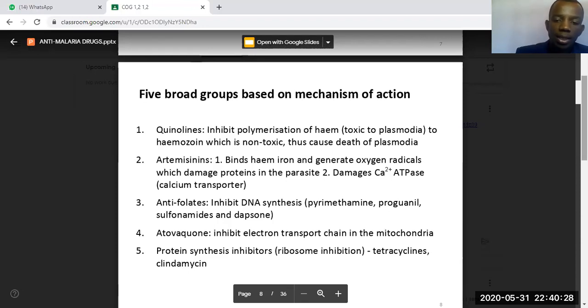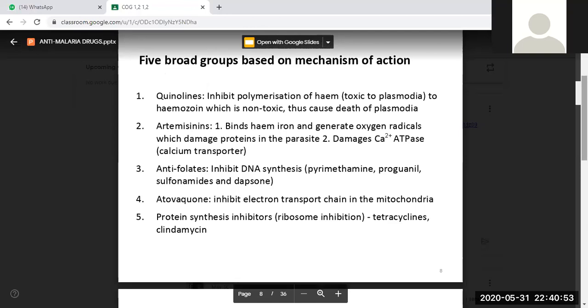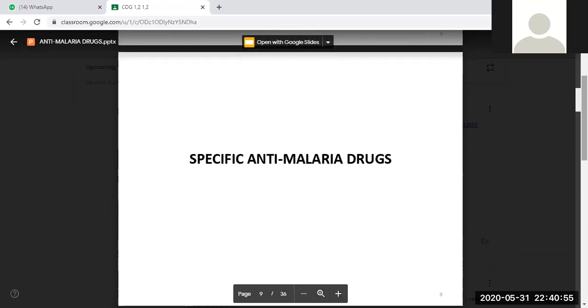Okay, so those are the 5 broad groups based on the mechanism of action. We have protein synthesis inhibitors, atovaquone, which inhibits the electron transport chain. Antifolates inhibit DNA synthesis. Artemisinins have 2 mechanisms of action. Okay, they bind to iron and generate oxygen radicals, as well as damaging the calcium ATPase pump. And then we have the quinolones, which are going to be inhibiting polymerization of heme to hemozoin. Are we together?